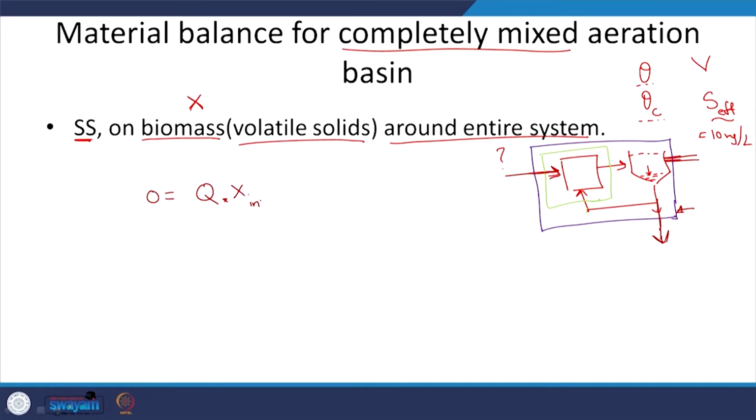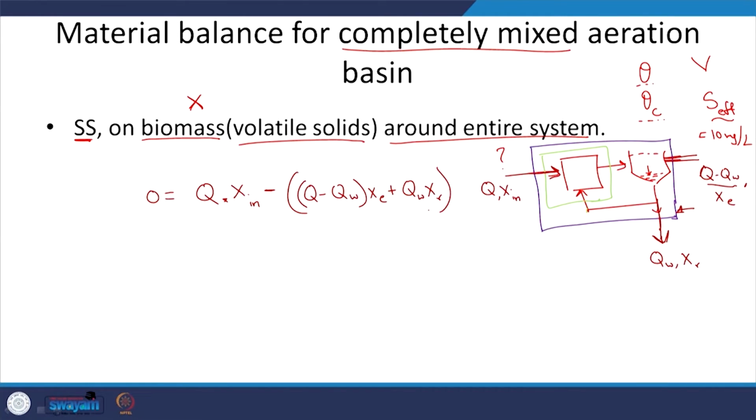And how is the mass leaving the system? This is how the mass came in, Q comma X in, mass of biomass or the microorganisms. And how is it going out? Some will leave through here, Q minus QW and X effluent, and here it is Q wastage comma X recycle, let us say, right. So, mass is leaving the system via two means. So, minus because it is leaving the system, and one is Q minus QW into X effluent, plus how else is it leaving the system? QW into XR, that is how it is leaving the system.